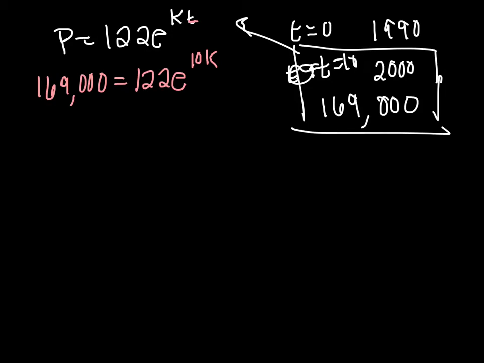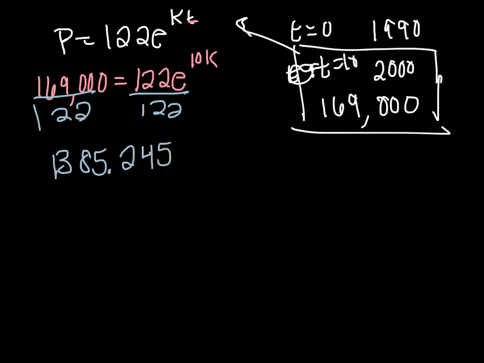So I'm going to solve this. I'm going to divide both sides by 122. And when I do that, I get 1,385.2459 equals e to the 10k. Now, when I solve problems like this, when I show my work, I round it to 4 decimals maybe, but in my calculator, I always leave it the entire number.